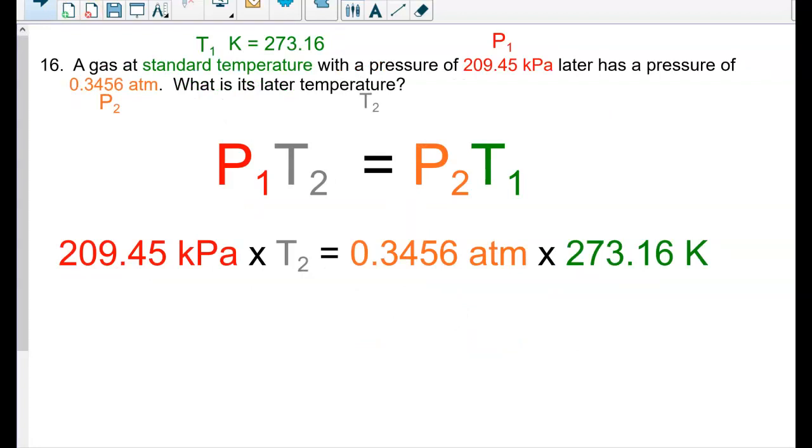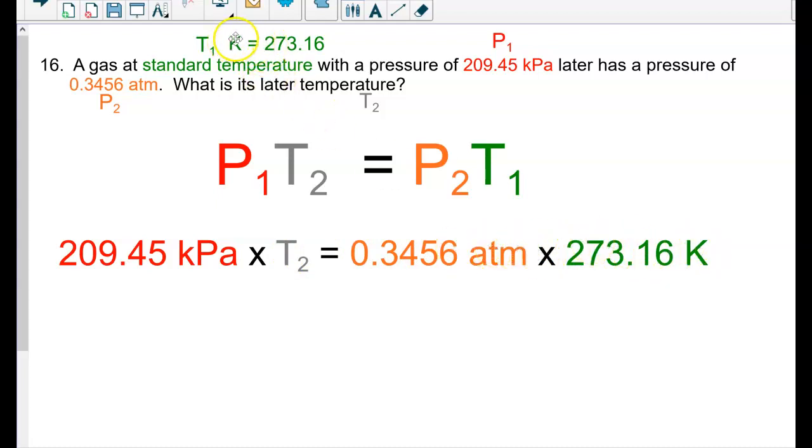We are starting at standard temperature and we're going to a pressure of 209.45 kPa. Wants to know what is the pressure later, has a pressure of 0.345 atm. What is the later temperature? Formula is always P1T2 equals P2T1. I'm going to plug in my P1. I don't have T2, that's what I'm solving for. I have my P2, and then I have my T2, or excuse me, my T1 over here.